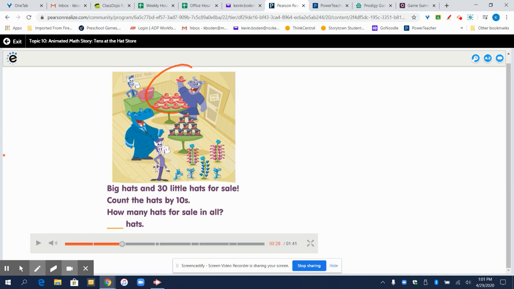So I see 10 of those ones, 10 of those ones, 10 of those ones, 10 and 10, which means we have 1 ten, 2 tens, 3 tens, 4 tens, 5 tens. 5 tens is the same as what number? Right, 50. So there are 50 hats in all. And then, of course, the screen is going to double check our answer, and we'll hear their answer. 50. Bada bing, bada boom. We are awesome. Let's keep it going.